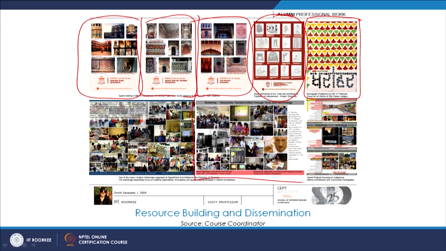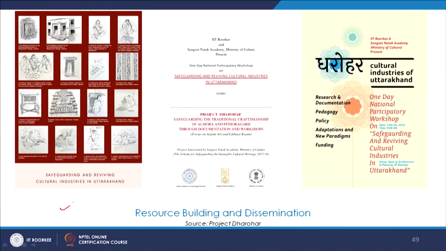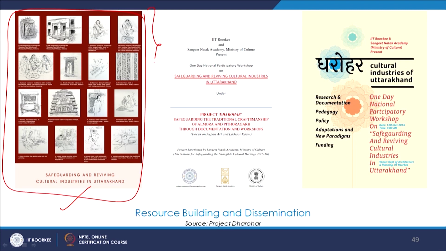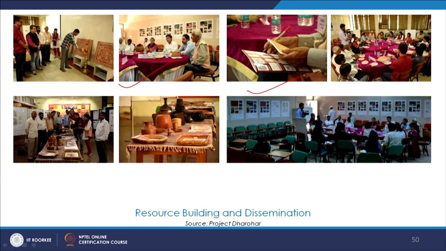And again, the workshops that we saw in one of the previous modules, there are plates and digital panels and portfolios which are made, exhibited and put up on the website. That's how they are disseminated. So here we see the cultural industries in Uttarakhand. This is the cover of a monograph. This is another event that happened. So all these resource building activities and dissemination happen here. And there are a lot of collaborations and platforms and a lot of people coming in.